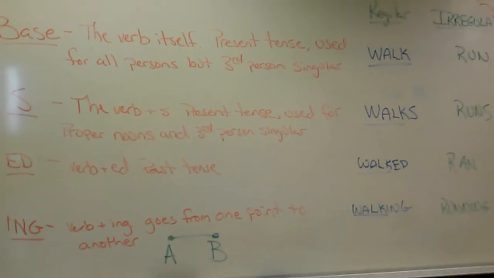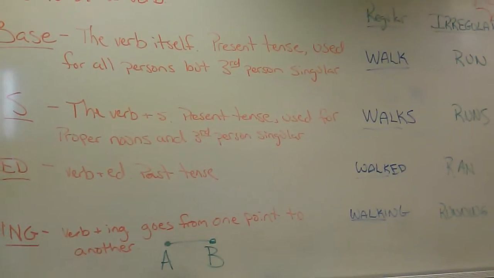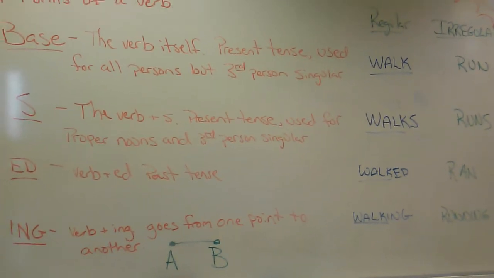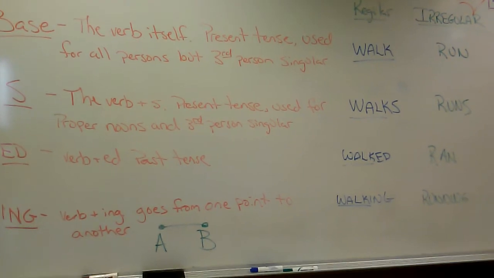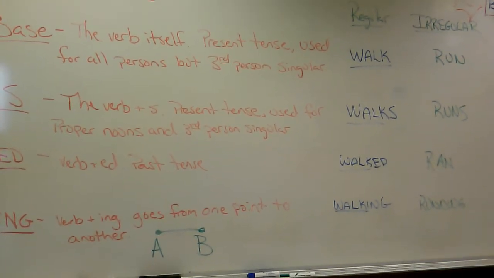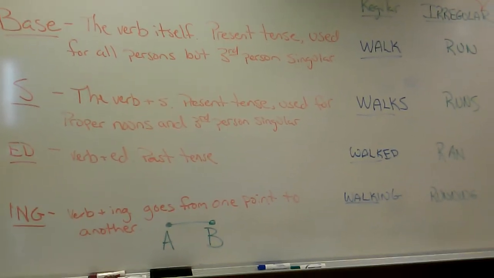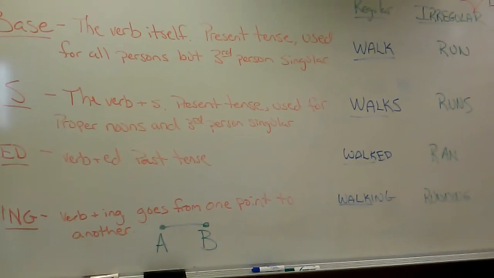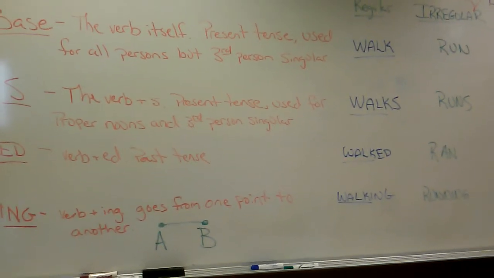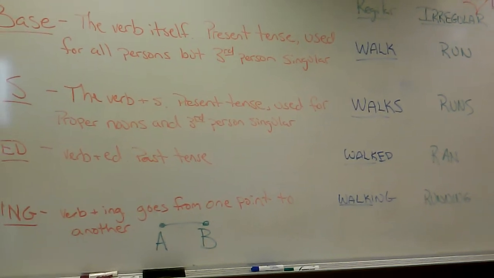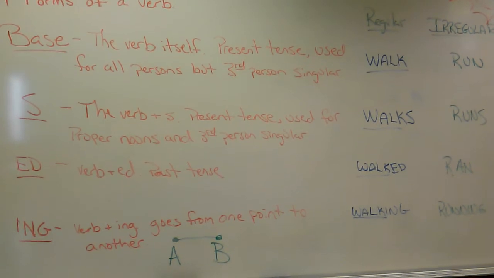An example of the base form with walk would be I walk to school. Now for the S form, it could be she, which is third person singular, walks to school. If we used a proper noun, Sarah walks to school. If I say I walks to school or we walks to school, that just doesn't sound right. Okay? So make sure you understand when to use these forms.